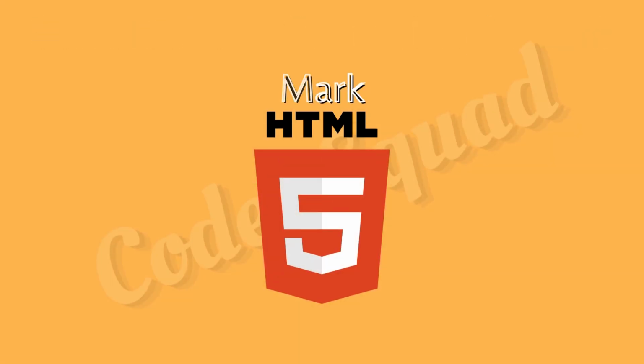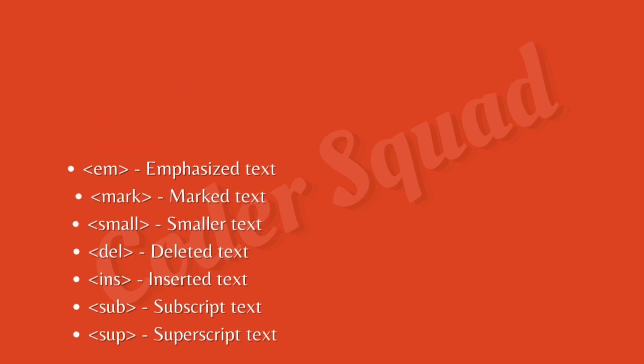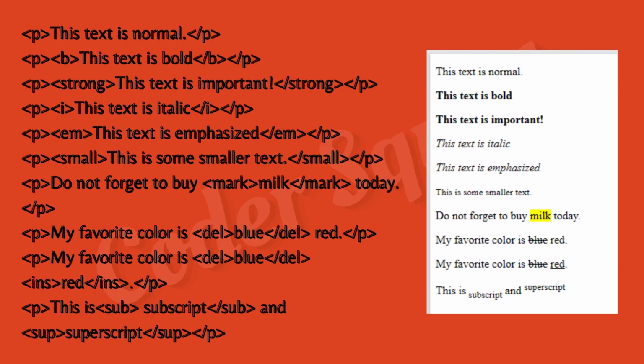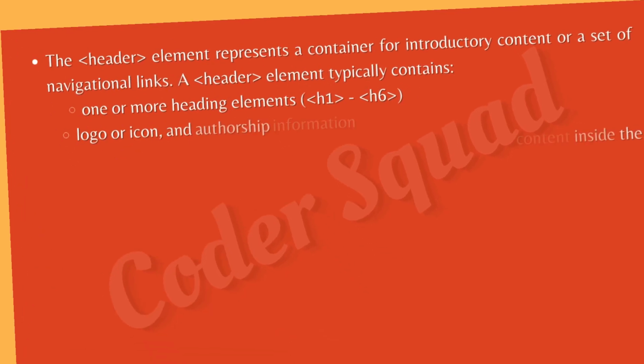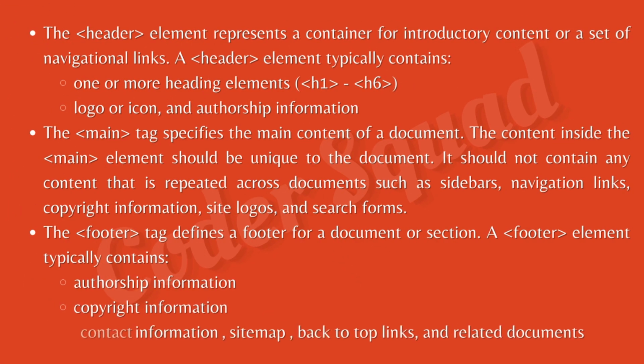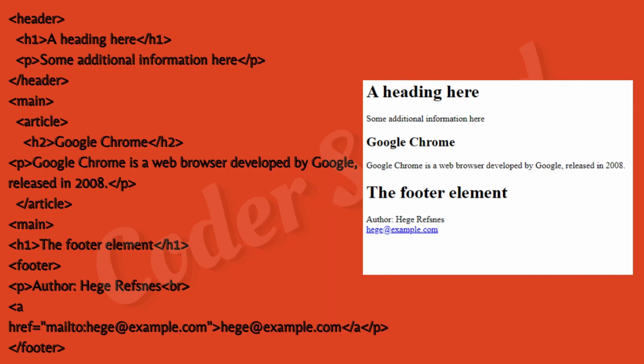Dive into semantic tags like strong for strong importance, em for emphasized text, and mark to highlight specific parts of your content. HTML5 introduced structural tags for better organization. Explore header, main, and footer to define the different sections of your web page.